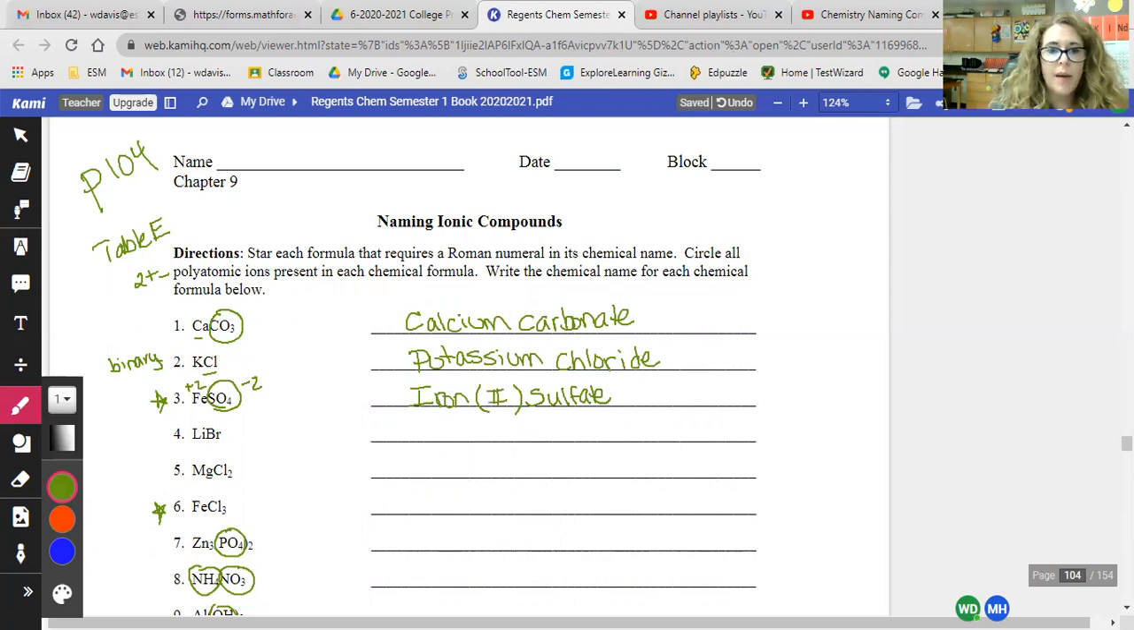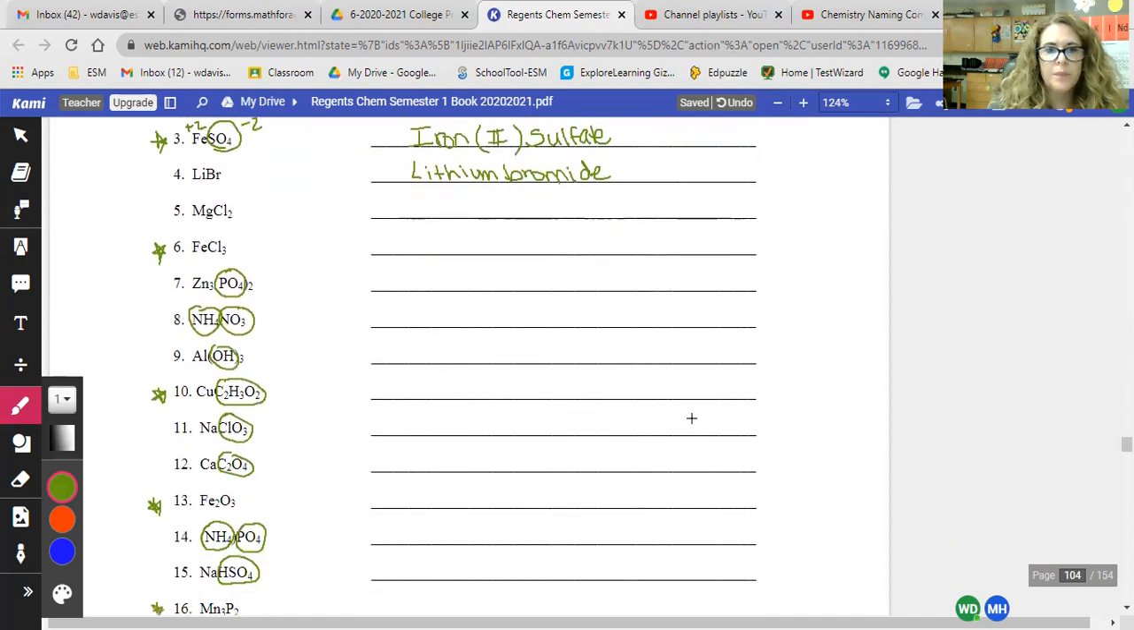All right, so binary compound, no table E, no Roman numeral. So the metal gets its full name, that's lithium. And then bromine becomes bromide. So lithium bromide. Okay, and so now I have binary magnesium. Right, the metal keeps its name. And then chlorine becomes chloride.